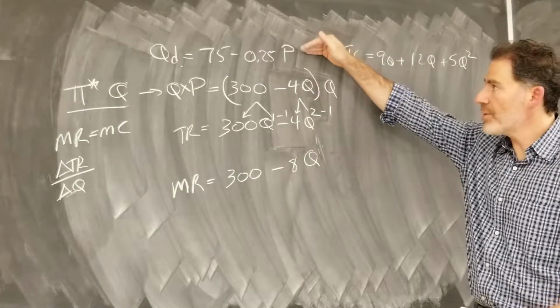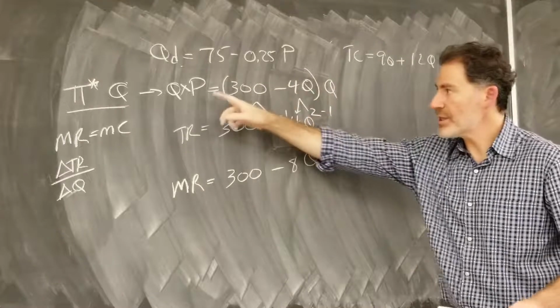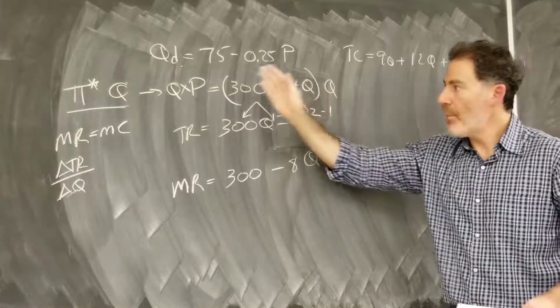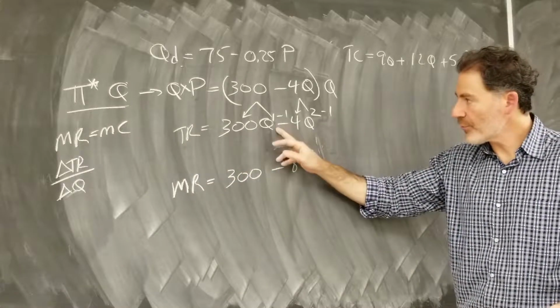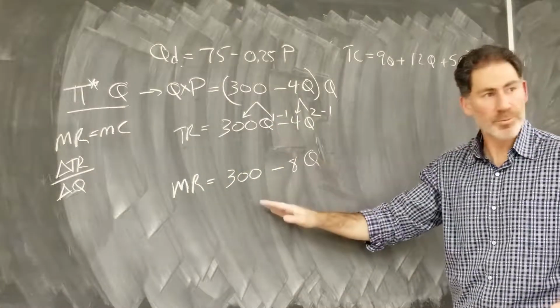So I went from the demand curve, I rearranged it to isolate price. Then I multiplied both sides by quantity to get total revenue. And then I took the first derivative with respect to Q.